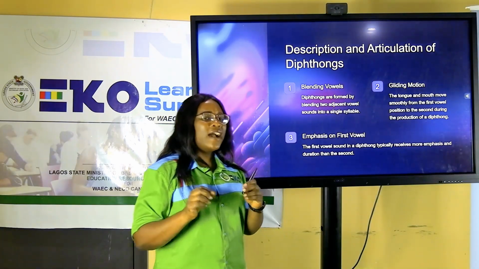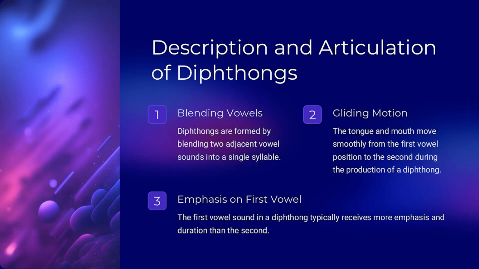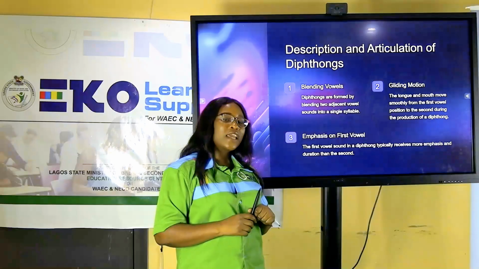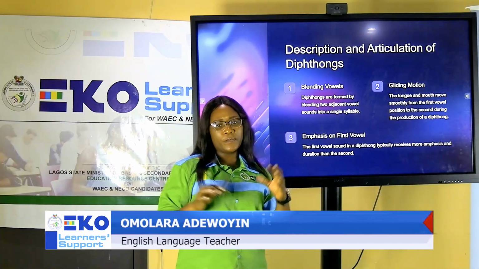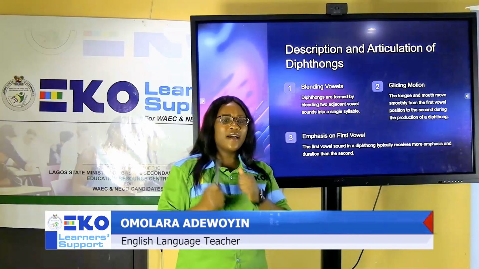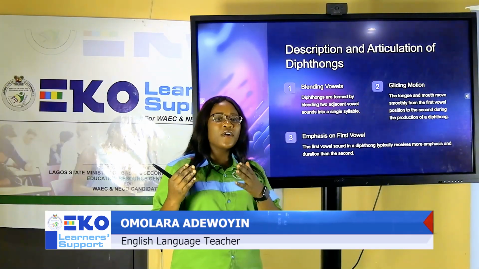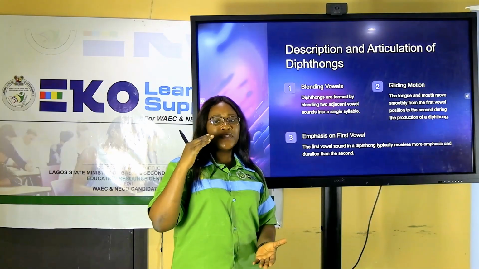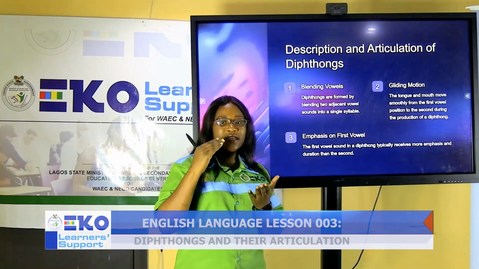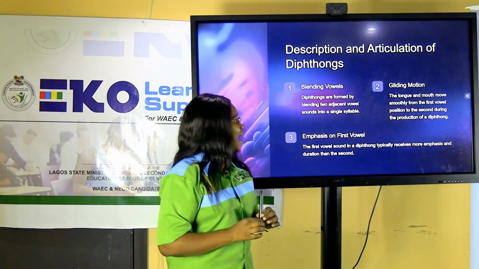Gliding motion is another characteristic feature of diphthongs. The tongue and mouth move smoothly from the first vowel position to the second during the production of a diphthong. For example, the sound /aɪ/ in the word buy. What happens in the production of /aɪ/? A and E. The mouth moves from a more open state and goes closer up. What happens? We have A, E coming together to form the sound /aɪ/.